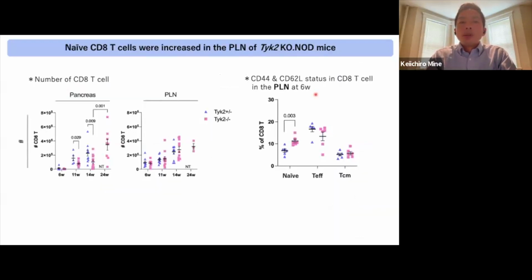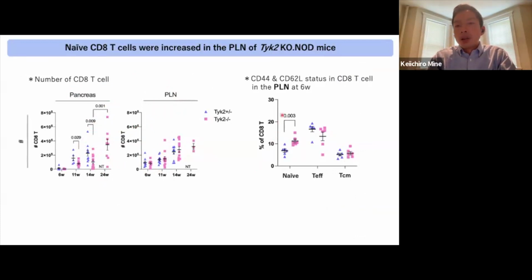The number of CD8 T cells in the pancreas of TYK2 knockout mice was decreased compared to TYK2 sufficient mice. However, the number of CD8 T cells in the pancreatic lymph node was comparable between genotypes. Other types of immune cells also showed the same kinetics.